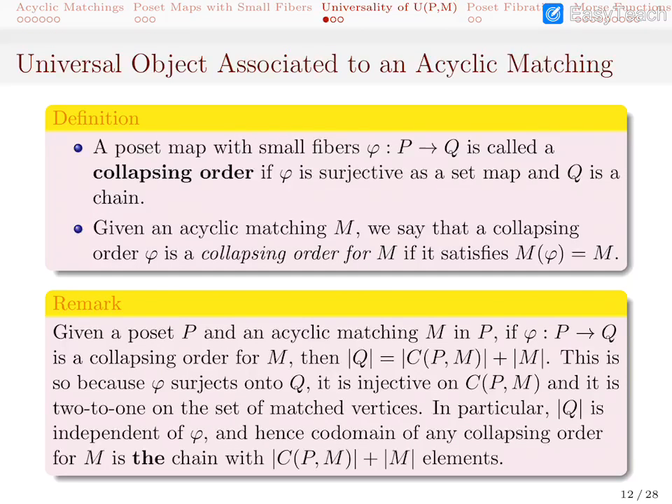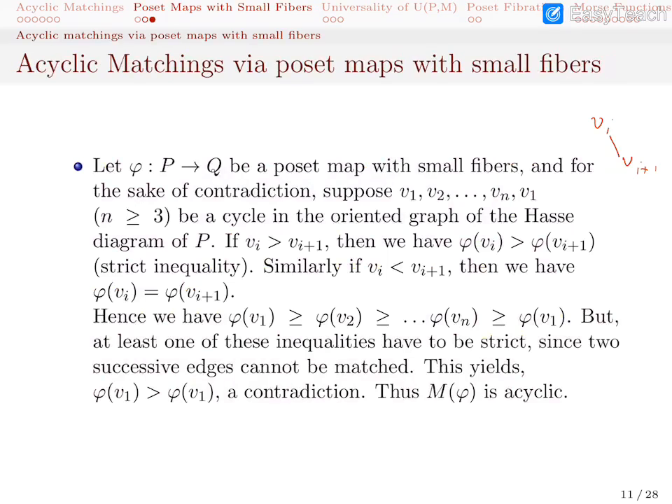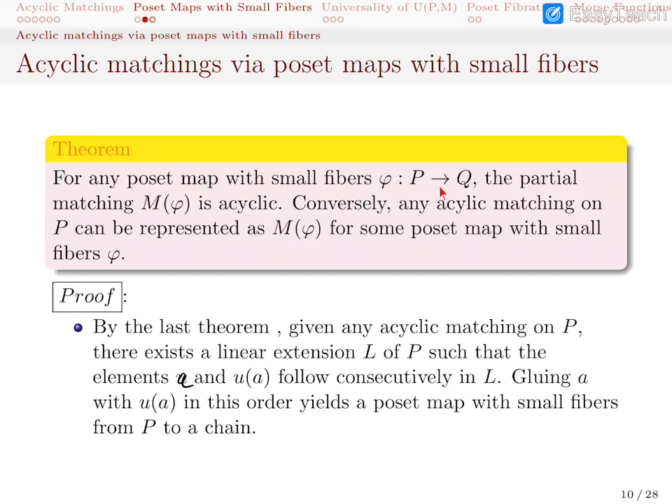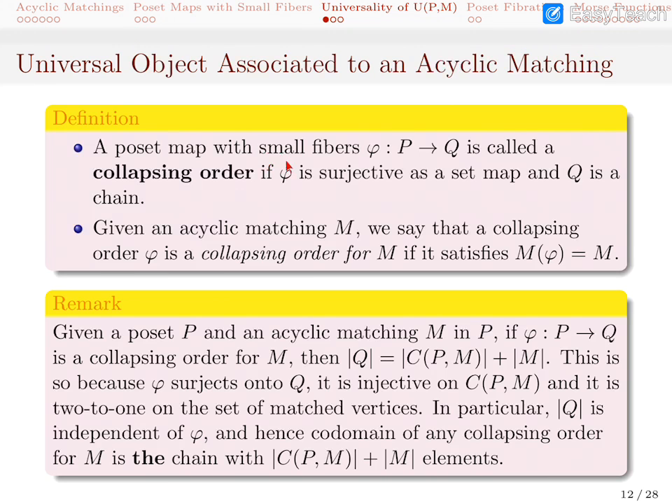So next we look at some universal objects associated to an acyclic matching. First, a definition which is essentially motivated from the earlier result. Recall that we wanted to find just a poset map with small fibers, but we ended up with a really nice poset map, which was in fact a surjection onto a chain, and that is our motivation here. A poset map with small fibers, phi from P to Q, is called a collapsing order if phi is surjective as a set map and Q is a chain. And the second definition is that given an acyclic matching M, we say that the collapsing order phi is a collapsing order for M if the matching associated to phi is M.